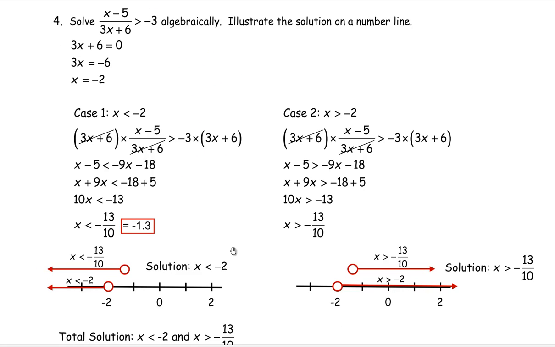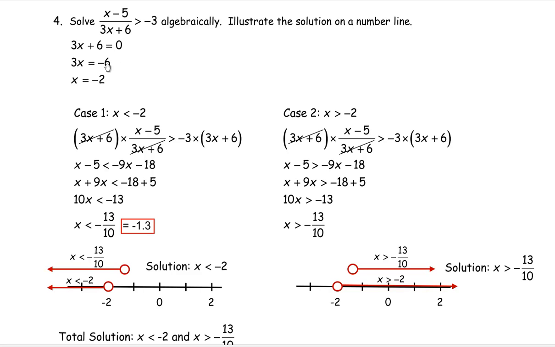Question number 4 is a rational inequality. I have an inequality sign here, greater than, and we're supposed to do this algebraically and then illustrate the solution on a number line. So the first thing you do is find the restriction in this rational expression. So you set the 3x plus 6 equal to 0, because remember the denominator you don't want it to have a value of 0. That's how you find the restriction.